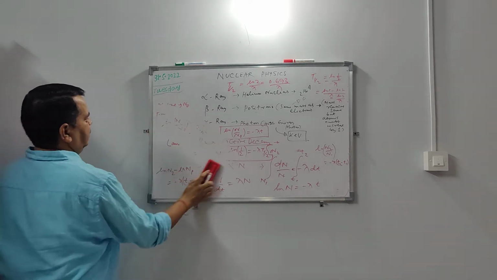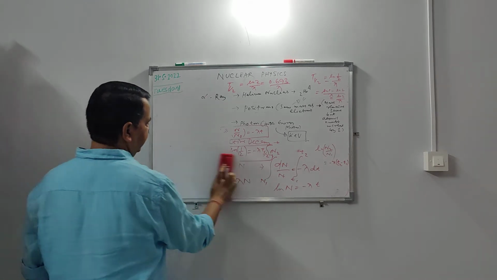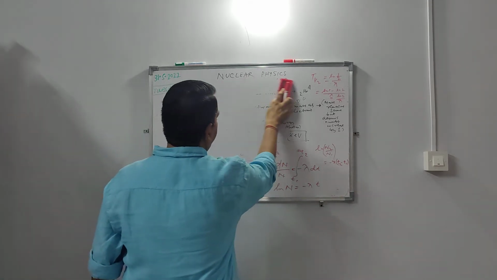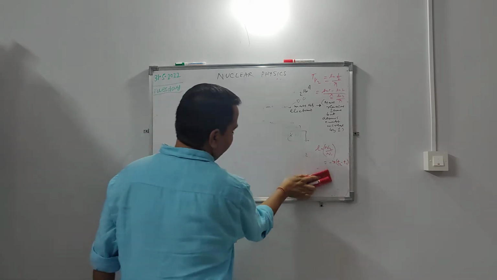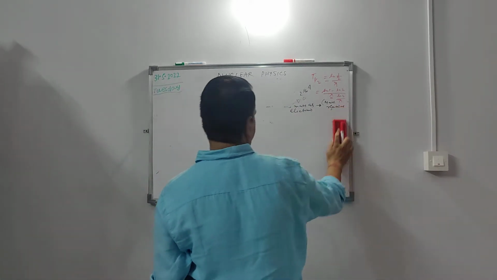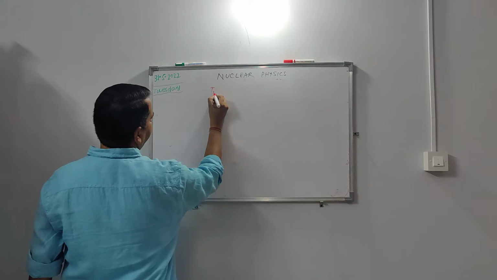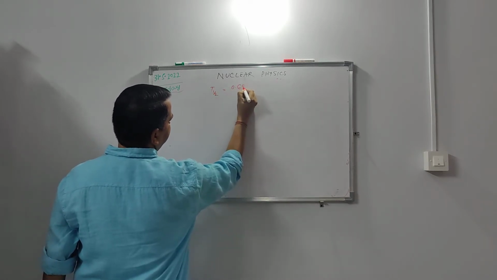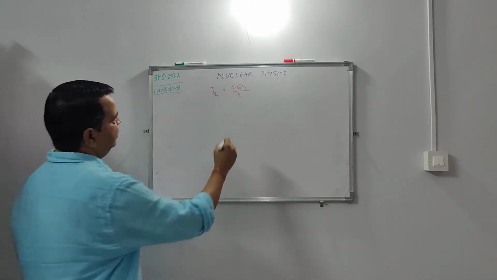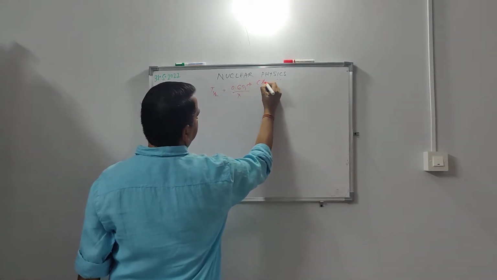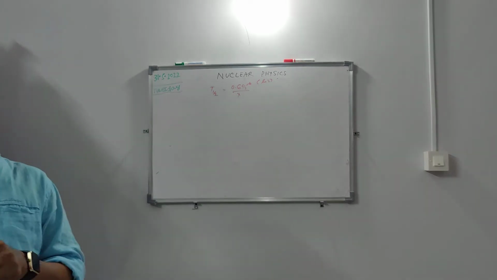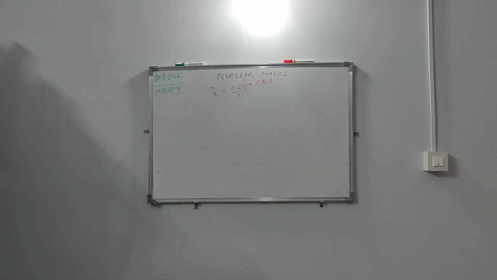So you have understood what alpha, beta, gamma rays are, and what will happen if an alpha ray, a beta ray, or a gamma ray gets emitted. And now we have derived the expression for half life. Just remember T half is equal to 0.693 by lambda. Where does 0.693 come from? It is nothing but ln 2. So this is my expression.